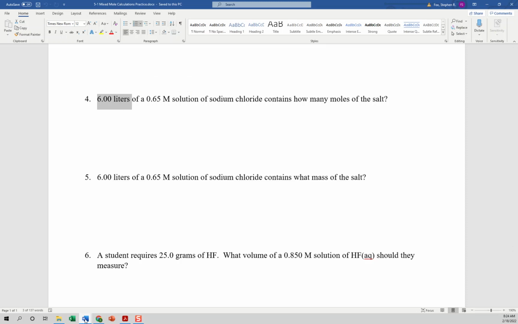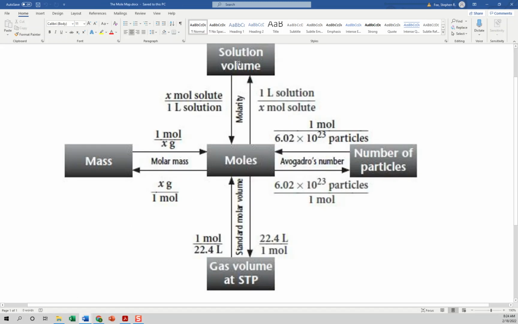So let's go to our mole map and see what we're doing. We have liters of a solution, that's where we're starting, and we want to get to moles. So we multiply by the molarity, right? Molarity is our conversion factor. So remember, whenever you see that capital M, it means moles per liter, moles of the solute per liter of solution. So that's how molarity is a conversion factor. And whatever the molarity number is, that's the X moles of solute per 1 liter of solution.